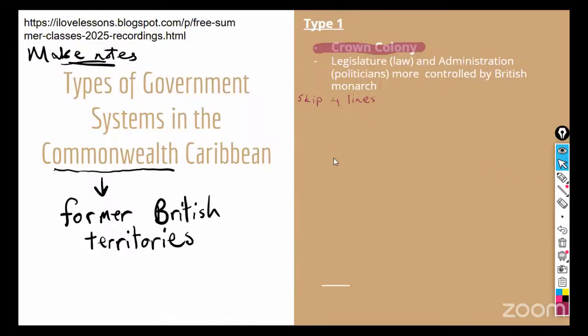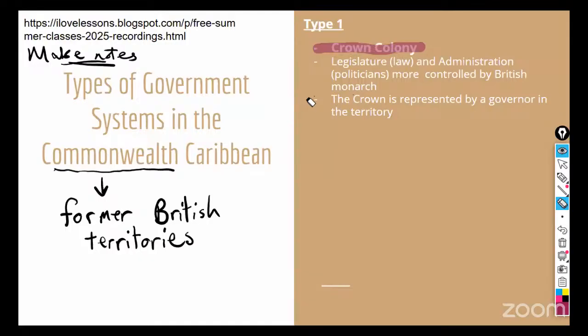All right, the next type we have, oh, sorry, I have one more detail here for you. The crown is represented by a governor in the territory. Whereas in an independent system, we would have a prime minister and a president, they have a governor, right? All right, now we come into type 2. So here you could skip your 4 lines. These territories are also sometimes called dependencies, or we say they are dependent territories.